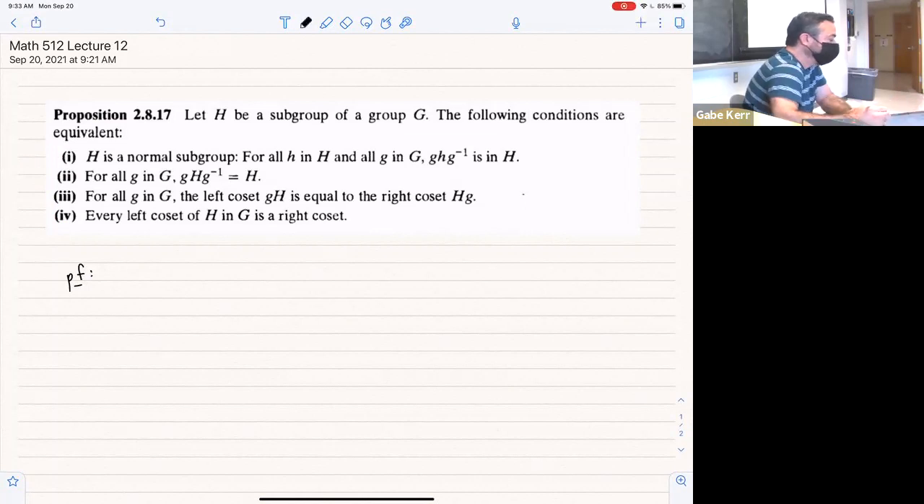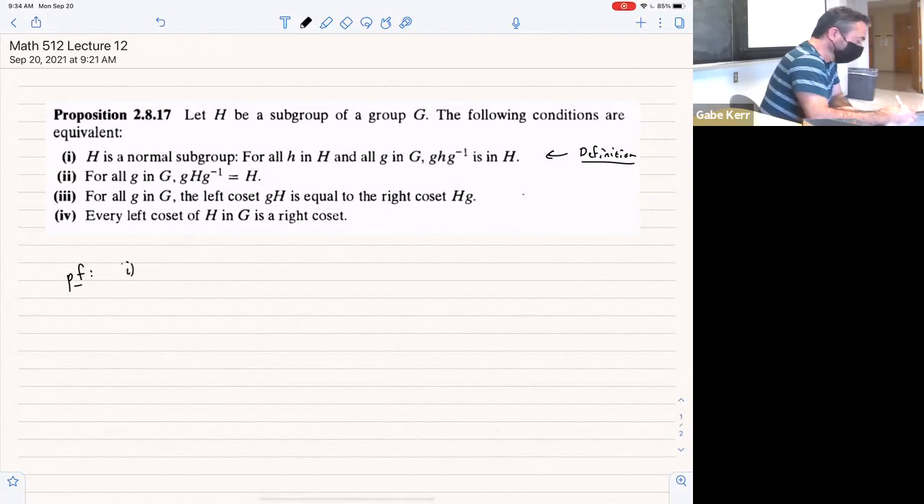The first statement is the definition of normal subgroup. So this is the definition here. And then the second is really just kind of a silly restatement of the first, right? Well, maybe you need to show the other way, but okay. So 1 implies 2. Let's do that first.